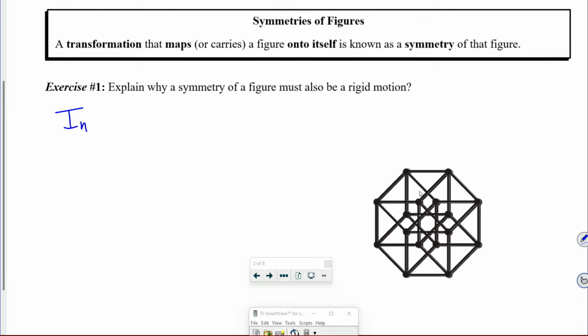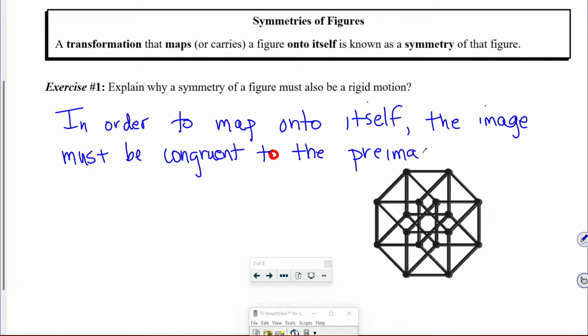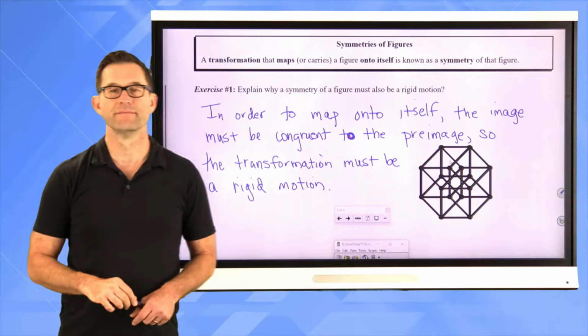So, in order to map onto itself, the image must be congruent to the pre-image, so the transformation must be a rigid motion. Great. That's it. Even with my messy handwriting.